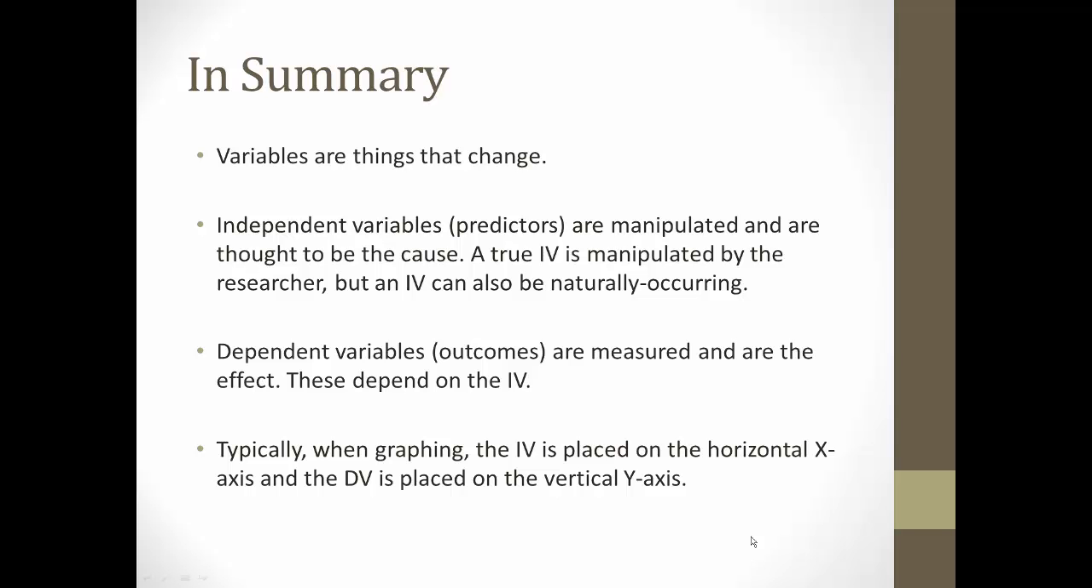So in summary, variables are just things that change. Independent variables are called predictors, and they're manipulated and are thought to be the cause. A true IV, though, is manipulated by the researcher, but an IV can also be naturally occurring. Dependent variables are outcomes and are measured. These are what happens after you add the IV. Typically, when graphing, the IV is placed on the horizontal x-axis and the DV is placed on the vertical y-axis.